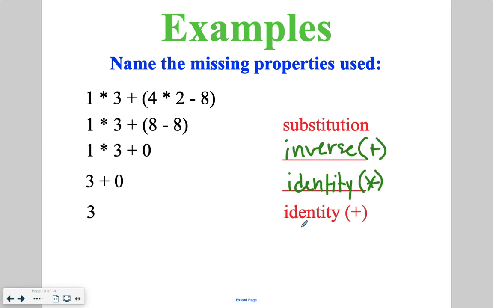To get from part 2 down to part 3, we did 8 minus 8. Those are inverses, the additive inverses. And then for the next part, we did 1 times 3, which gave us 3. That's the identity of multiplication.